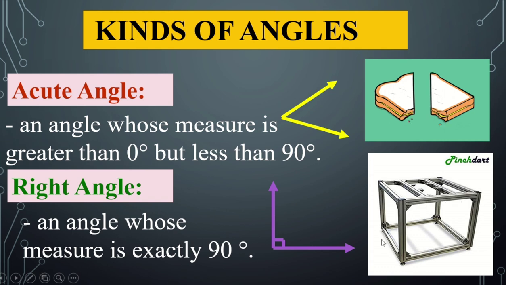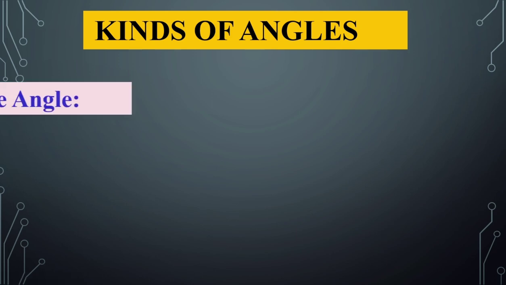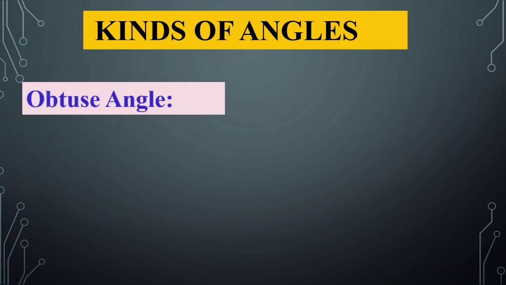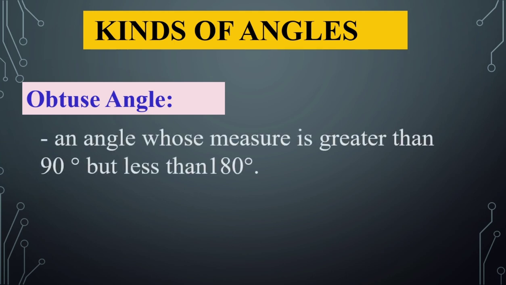And the last kind of angle, we have the obtuse angle. So, an obtuse angle is an angle whose measure is greater than 90 degrees but less than 180 degrees. Mas mataas daw ang sukat niya sa 90, pero mas mababa sa 180. So, hindi siya pwede mag-180. Iba na yon, ibang angle na yon pag nag-180. Okay. So, ano ang range ng sukat niya?